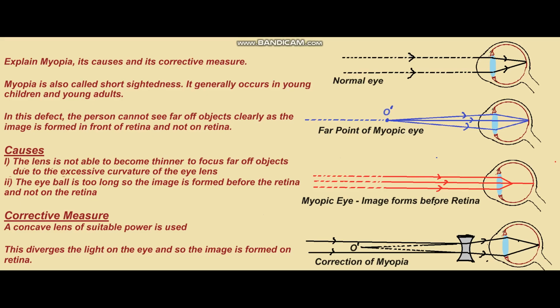Now, this can be corrected by using a concave lens of suitable power. The concave lens diverges the light before it falls on the eye, so the light can pass through the lens and focus on the retina, giving you a perfect vision. So you can see that in the fourth diagram.